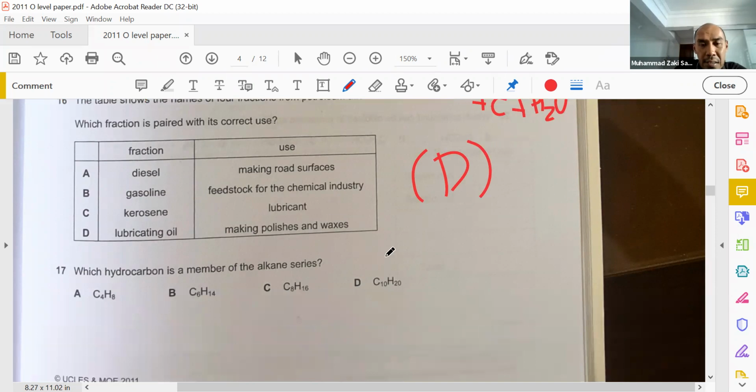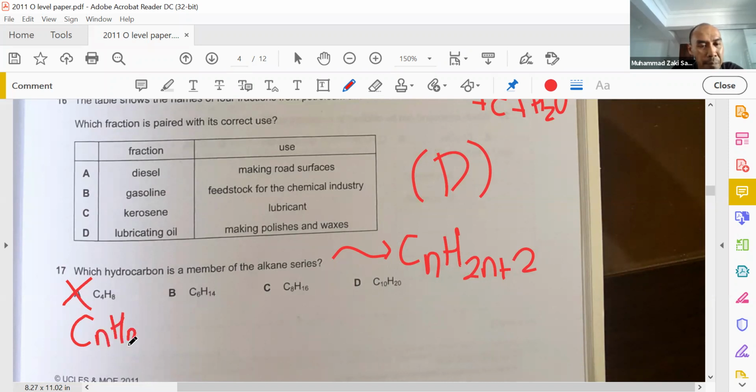Remember alkanes. How to know whether a certain substance is an alkane from the chemical formula? You need to compare with the general formula. For alkanes, the general formula is CnH2n+2. Basically, the number of H should be times 2 and plus 2. Let's look at A. Is A an alkane? No, this is an alkene. This is CnH2n. The number doubles, 4, 8, double.